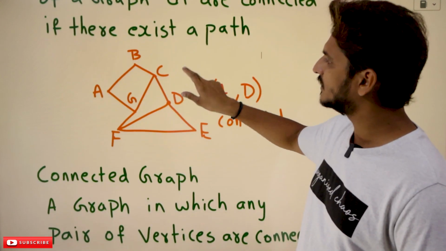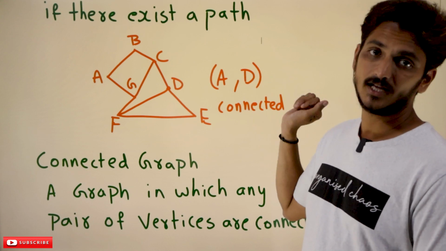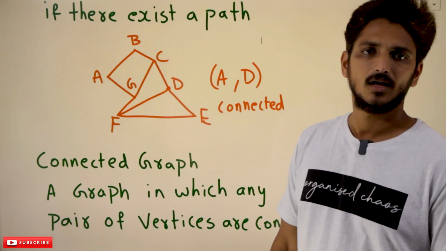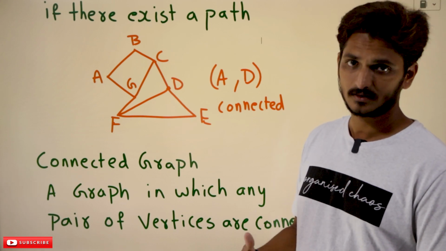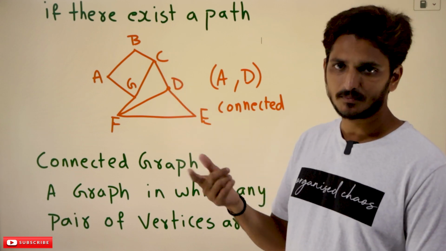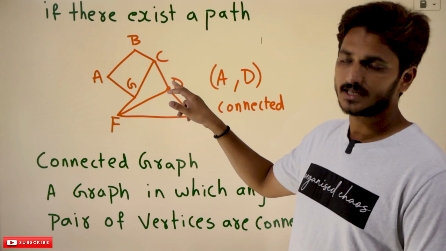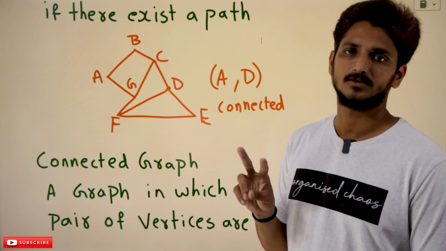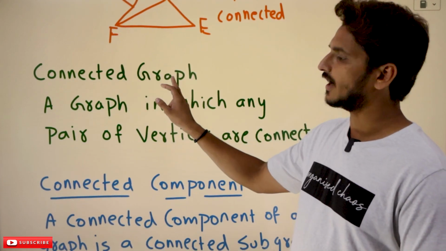Let's take an example. This is a graph. In this graph, if AD is connected, yes, AD is connected. There is a path between A and D. Path means walking without repeating the vertices, we call it a path. So there is a path, that's why we say AD are connected. Connected vertices.